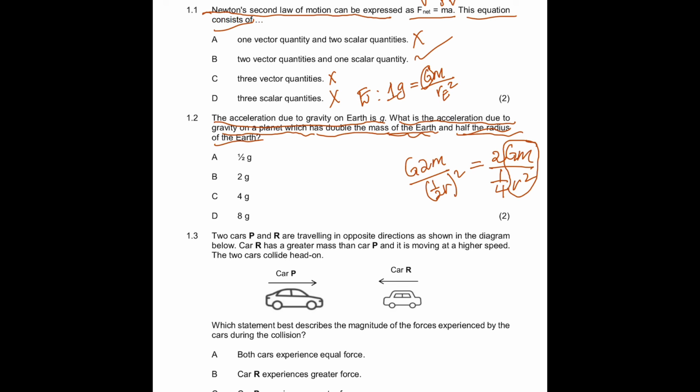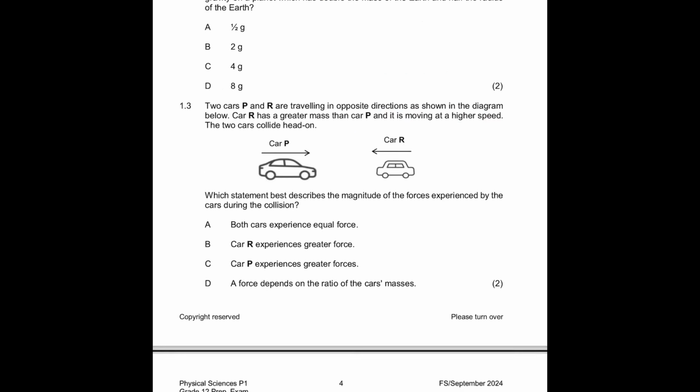So let me just write it here. Because of space, it's going to be 2 over 1 over 4, and this is represented by g, right? Because g is that. So 2, and then we change this division into multiplication. It's going to be 2 over 1 multiplied by 4 over 1. It's going to be 8 g. So the answer here is D. I hope that makes sense, guys. It's going to be 8 times more than the planet Earth.